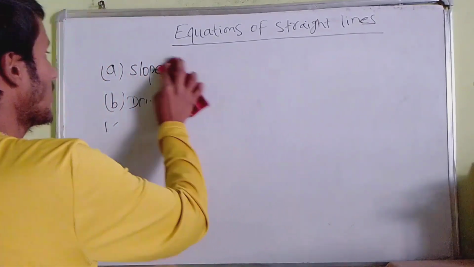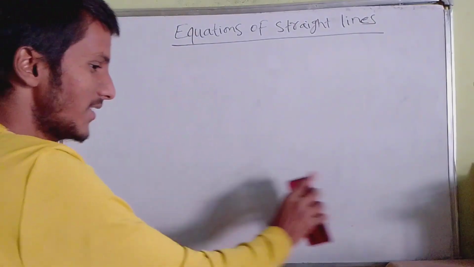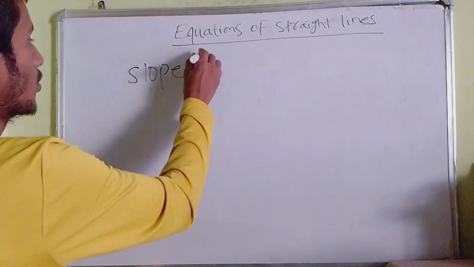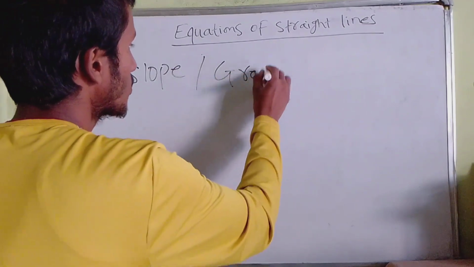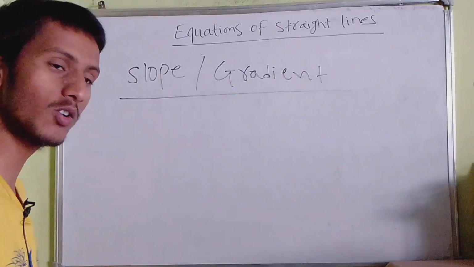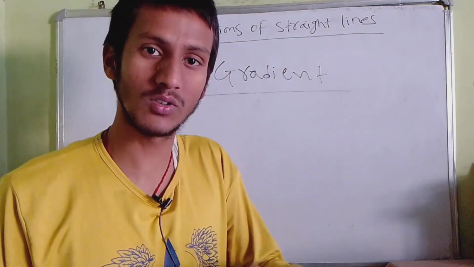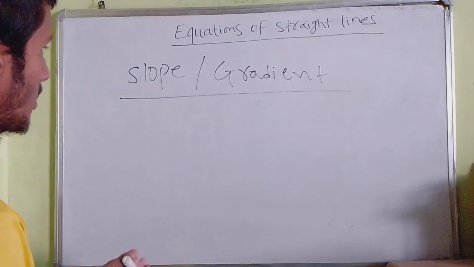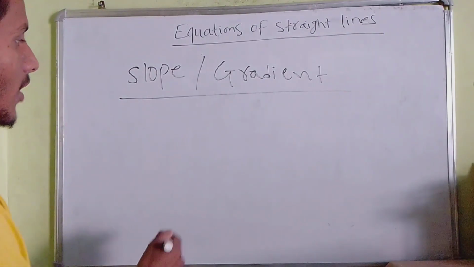But before talking about the equation of straight lines, you need to be familiar with something, and that is slope or gradient. It's also called the gradient of a line. If you already are familiar with this, then you can skip through the video. But if you're not, then stay there. What is the slope or gradient of a straight line?